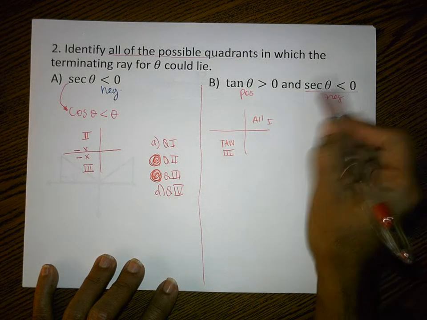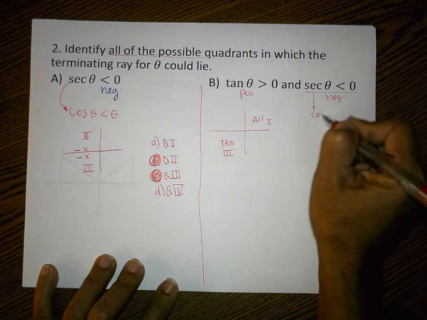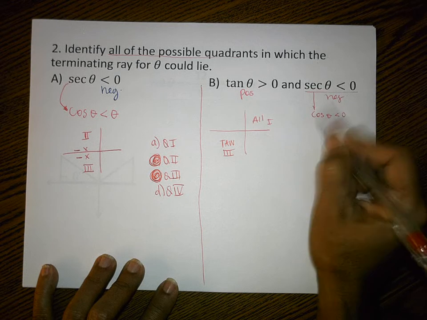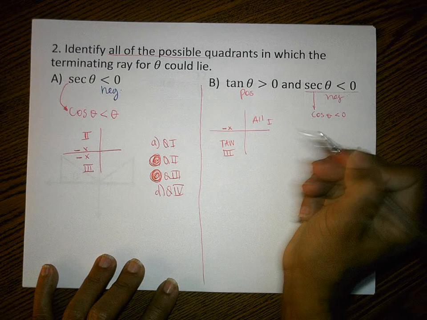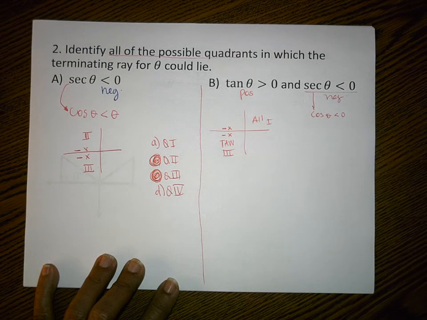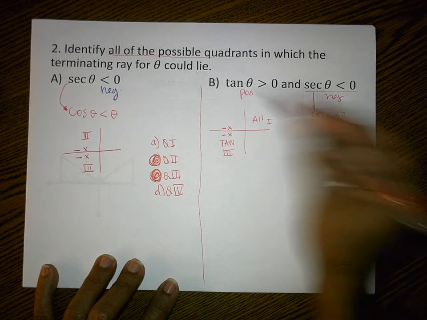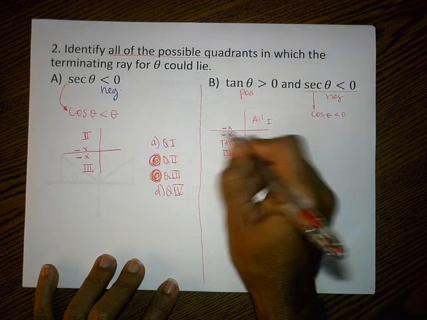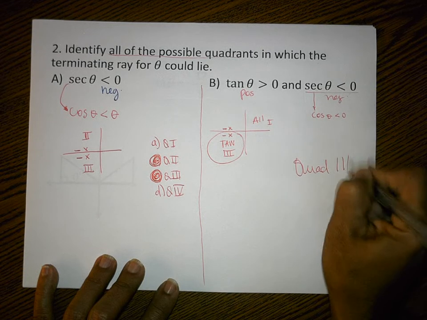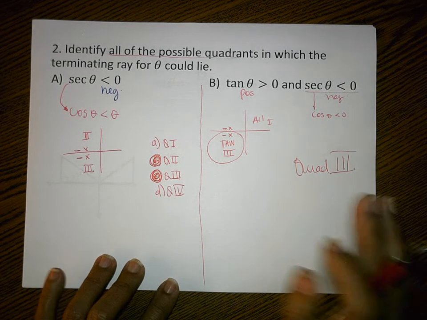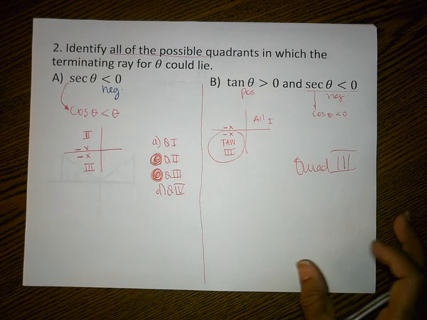However, the secant has to be negative. The secant, just again, is related to the cosine. The cosine is the x value. The x value is negative in quadrant 2 and in quadrant 3. We just did that previously. So to satisfy both of the requirements, we are doing quadrant 3. Okay, so quadrant 3. I only pick one answer. So sometimes you have only one answer, sometimes you have two answers. So please pay attention to that.